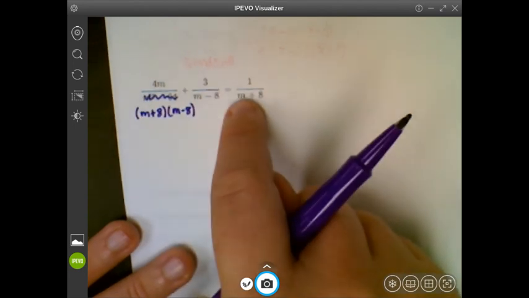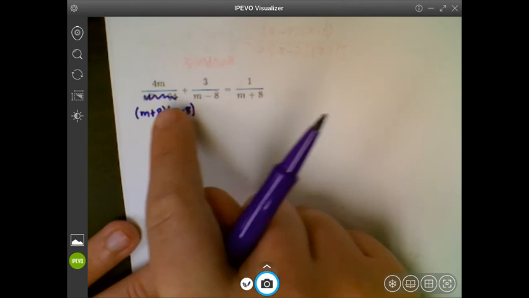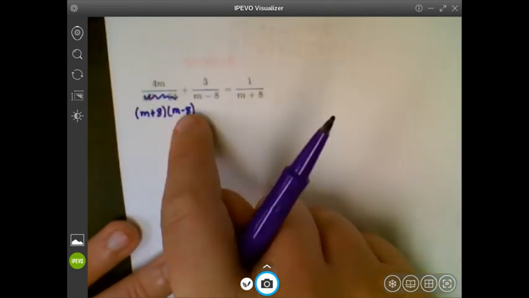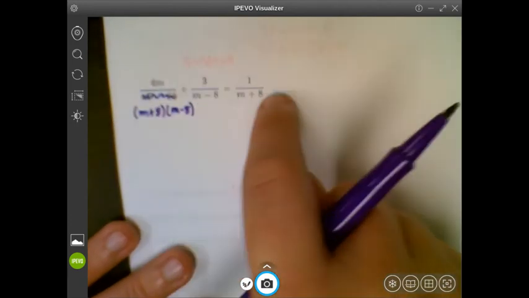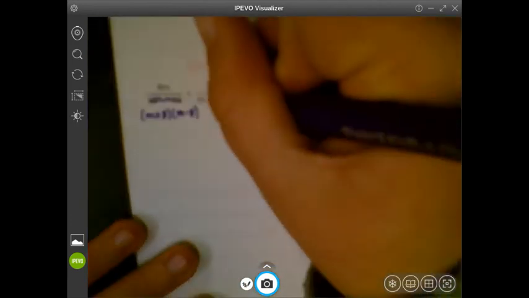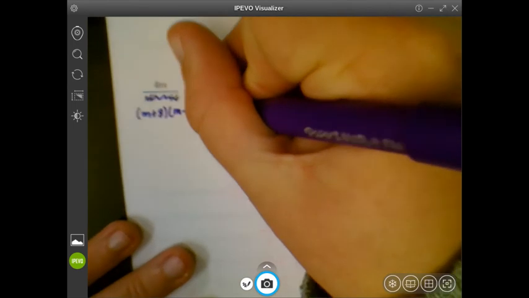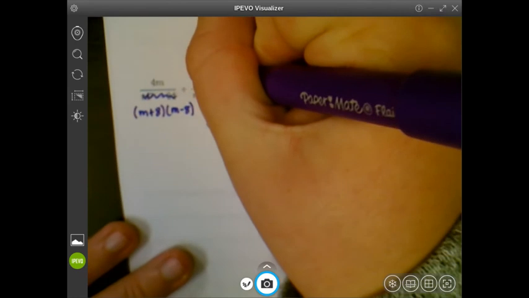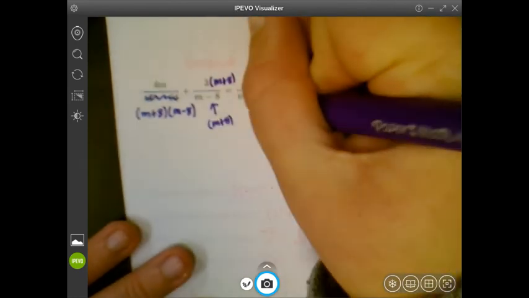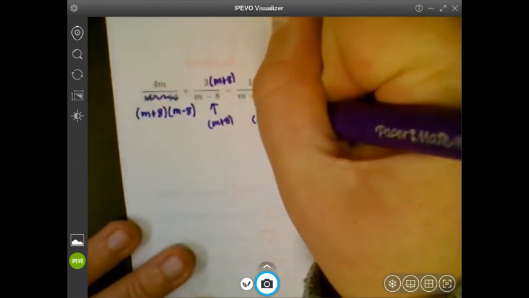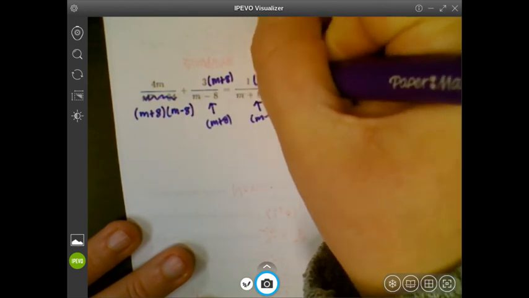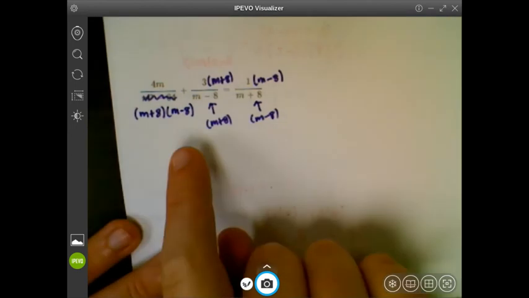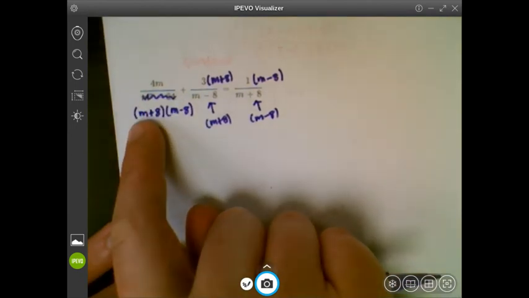And this one right here already has the m plus 8. So if you multiply this one by the m plus 8 and you multiply this one by the m minus 8, that will get them all to be the same. And so this factor right here will be multiplied by m plus 8 on the top and on the bottom. And then this factor right here gets multiplied by m minus 8 on both the top and the bottom. And what that means is that the first one, m plus 8, m minus 8.